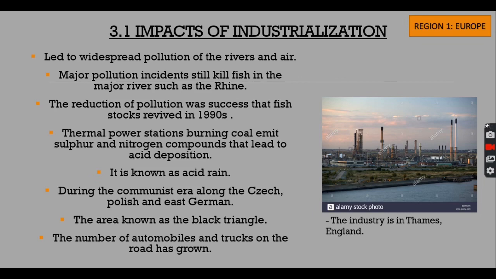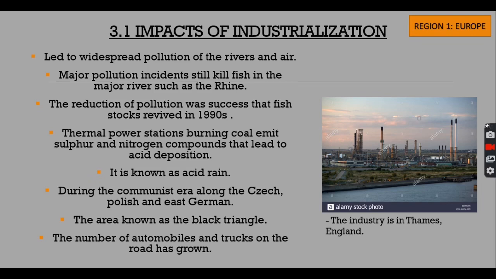Next is the thermal power stations. Burning coal emits sulfur and nitrogen compounds that lead to acid deposition, which is known as acid rain. This acid rain affected the coniferous forests on thin soils and shallow lakes in the Alps and Scandinavia. The highest level of acid pollution occurred during the communist era along the Czech, Polish, and East German borders, in an area known as the Black Triangle.